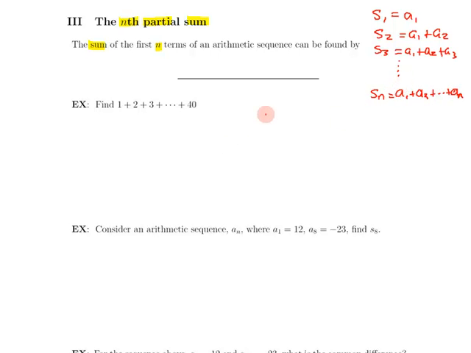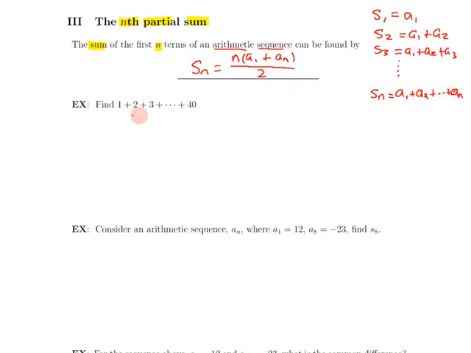Now, the nice thing about arithmetic sequences is there's a shortcut formula. I don't actually have to add them all up to get the final answer. Turns out S sub n is always equal to n times the first term of your sequence, call it a sub 1, plus the last term of your sequence, a sub n, and then divide that all by 2.